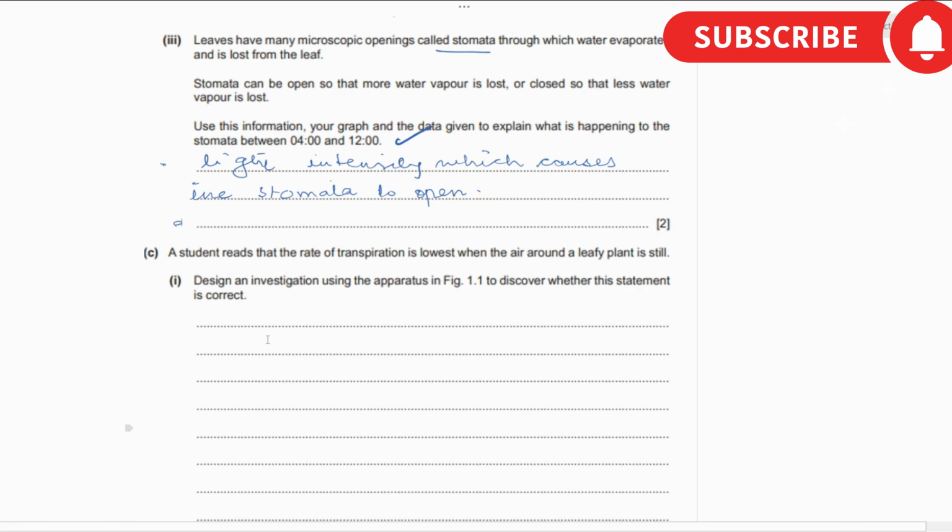Okay. A student reads the rate of transpiration is lowest when the air around the leafy plant is still. It means when there is no air, the transpiration is low. Investigate using the same apparatus to discover whether the statement is correct. What changes are you going to make?